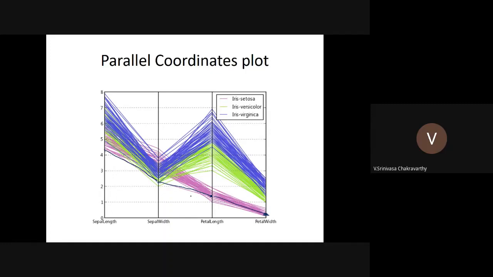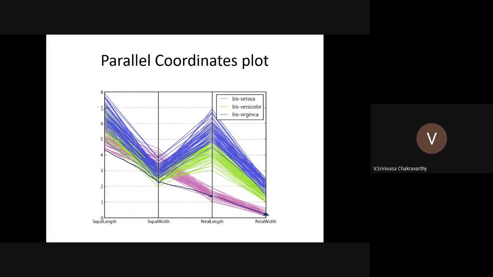And this line will be a piecewise linear curve. So you will see bundles of these lines, and at a glance you can see where these lines are similar and where they are different. For example, if you look at versicolor and virginica, they seem to be quite similar when it comes to sepal length and sepal width, because the greens overlap a lot in terms of sepal length and sepal width. But when it goes to petal length, they're somewhat different.